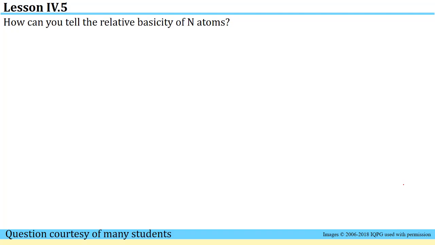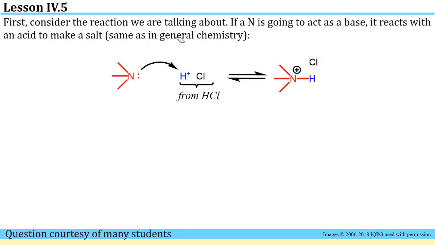Now really a confusing question for a lot of people in many, many years of organic chemistry is this question from lesson 4.5 about how can you tell the relative basicity of nitrogen atoms. And I guess I went over this in class a little bit on Tuesday, but we have to first consider what kind of reaction we're talking about if we're thinking about the basicity of a nitrogen. Well, if the nitrogen is going to be a base, it's got to react with an acid to make a salt, right? This is what we learned for our definition of bases in general chemistry.